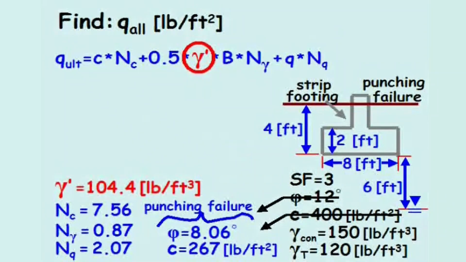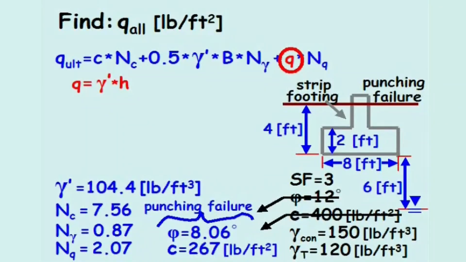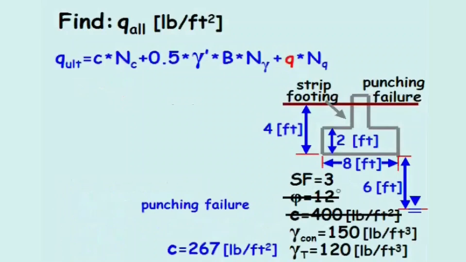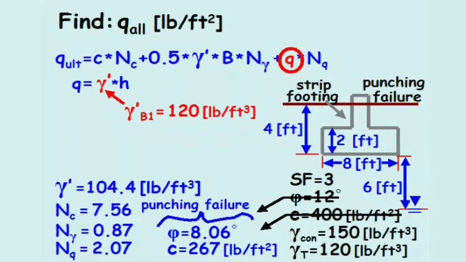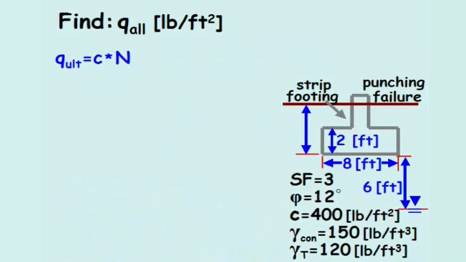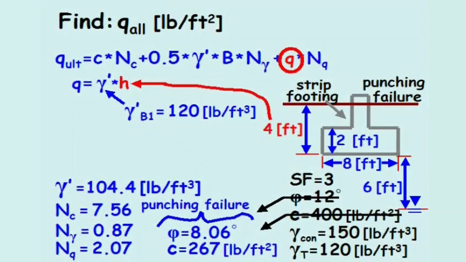The last unknown variable to solve for is the overburden stress, Q. The overburden stress equals the effective unit weight times the height of the overbearing soil layer. This unit weight refers to the soil above the footing base, which in this case is above the groundwater table and equivalent to the effective unit weight of B1, 120 pounds per cubic foot. With the height equal to 4 feet, the overburden stress equals 480 pounds per square feet.